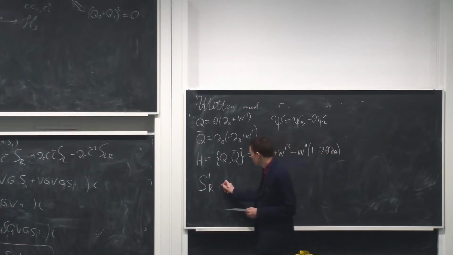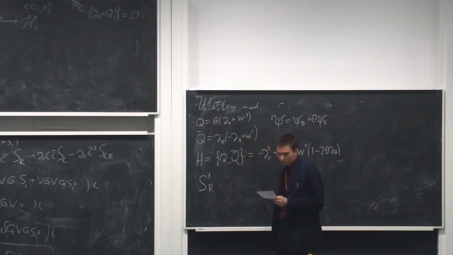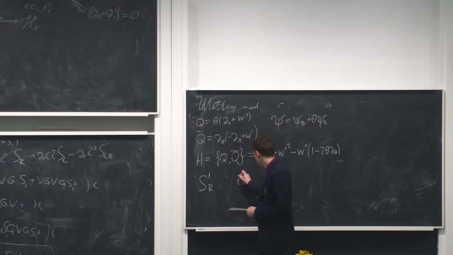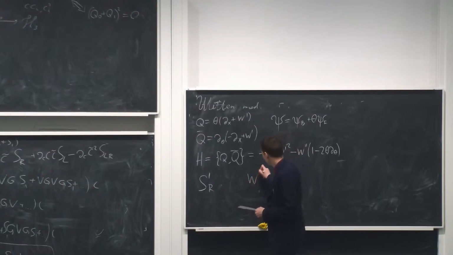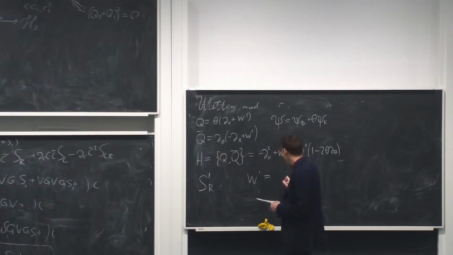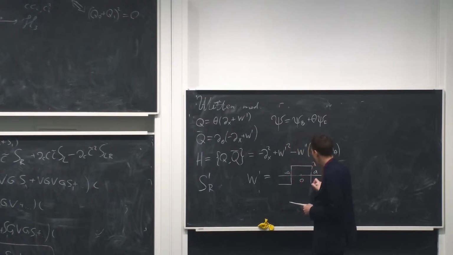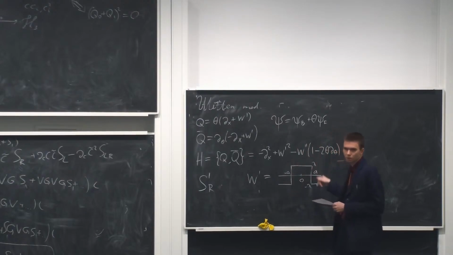So from this restriction, it follows that the energies have a discrete spectrum. Wait, I'm sorry, I'm running a bit ahead of myself. So what is the potential that we want to take? Let W prime be of this type. This is 0, this is minus a, this is a, and this is lambda and minus lambda. So it's like a step.